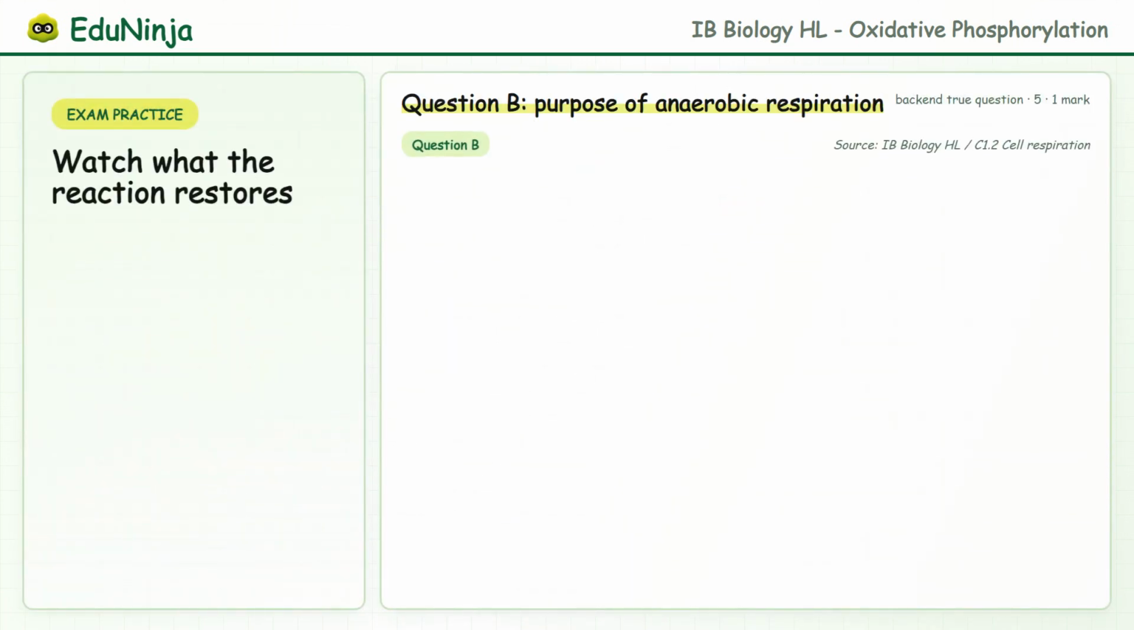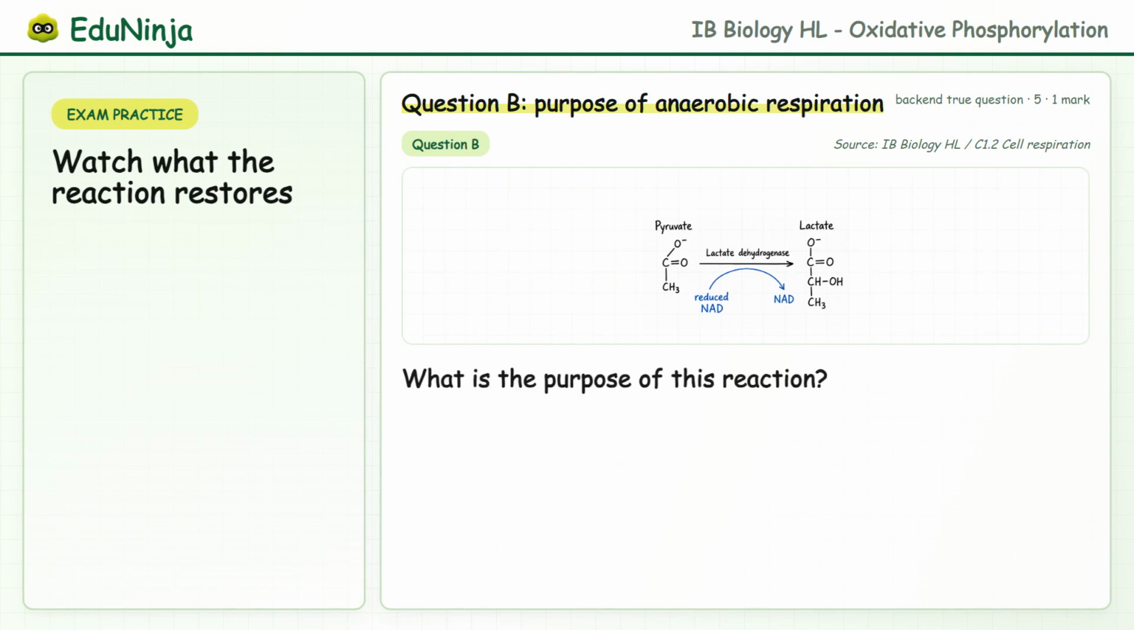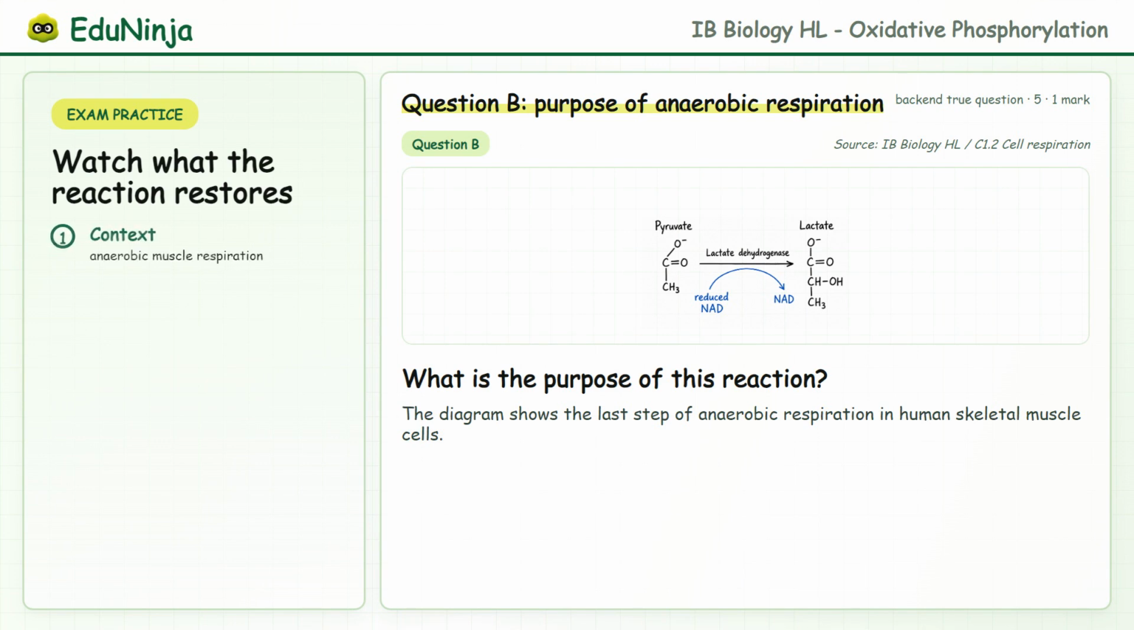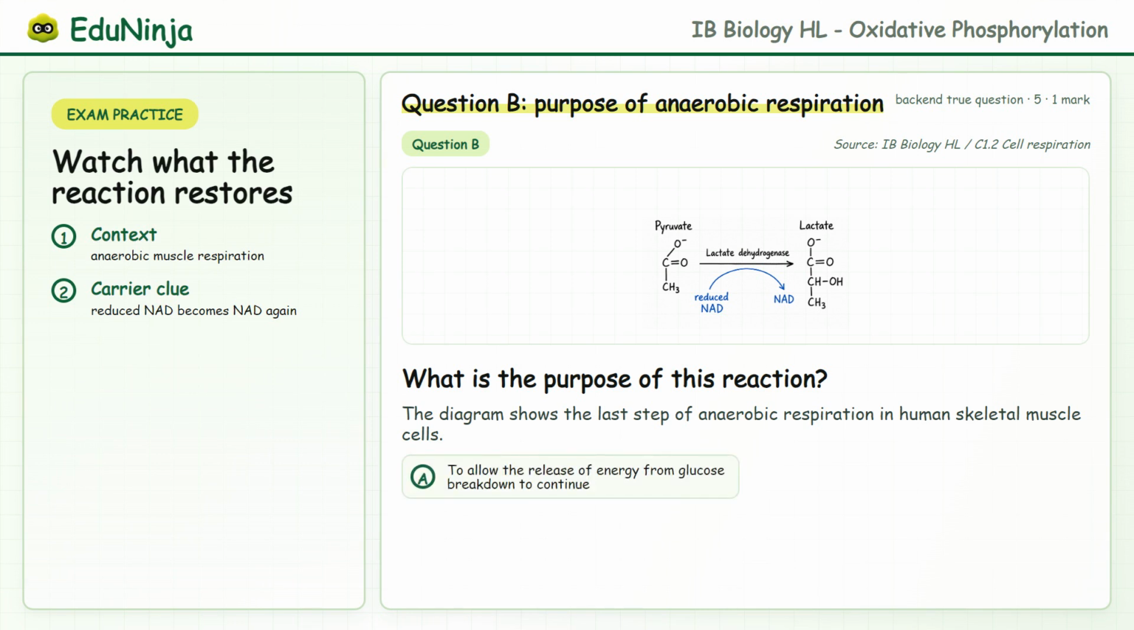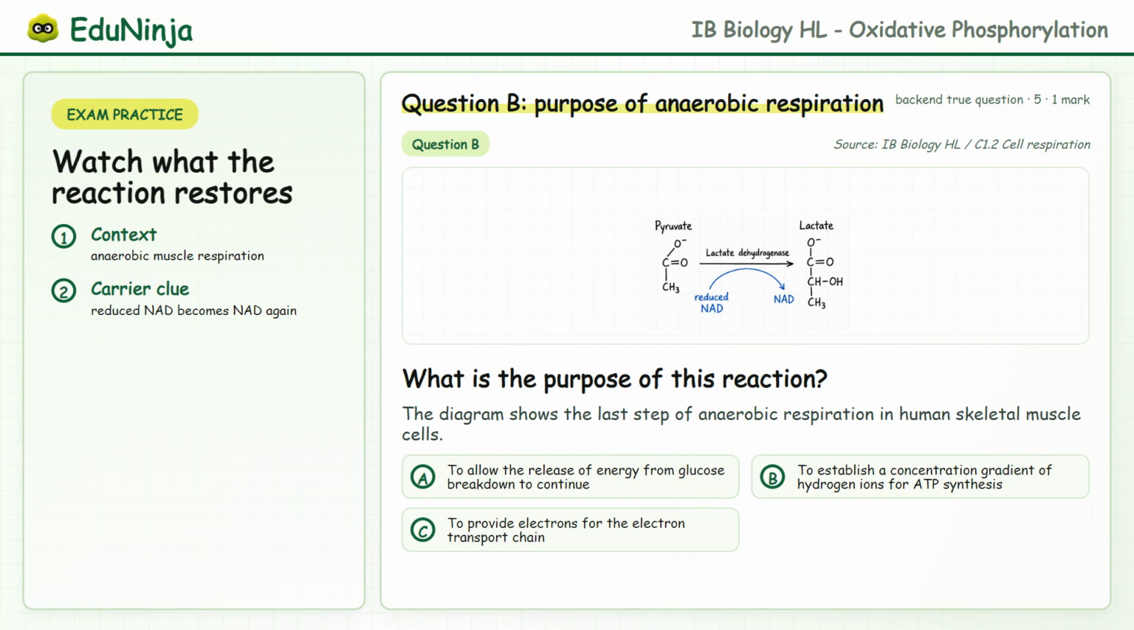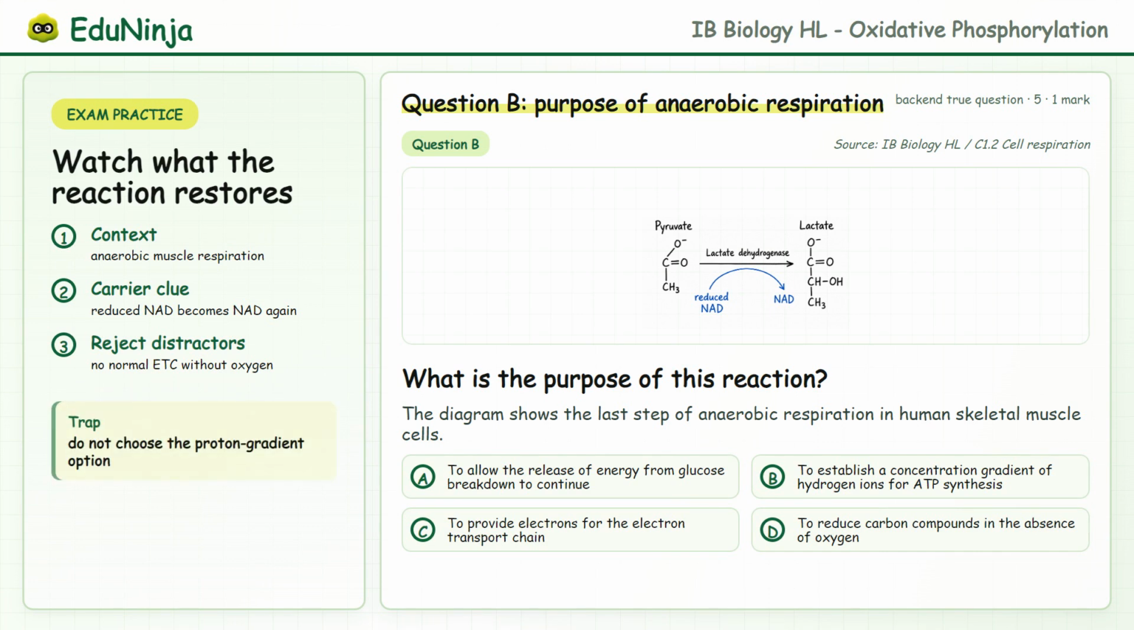Question B shows the last step of anaerobic respiration in human skeletal muscle cells. The question asks for the purpose of this reaction. Read the options carefully. The key is what the lactate reaction restores. Option A says it allows energy release from glucose breakdown to continue. Option B is about a hydrogen ion gradient for ATP synthesis. Option C gives electrons to the electron transport chain. Option D says it reduces carbon compounds in the absence of oxygen.